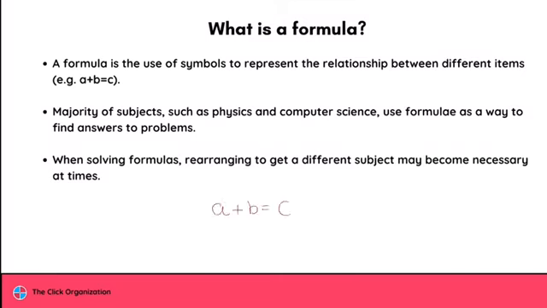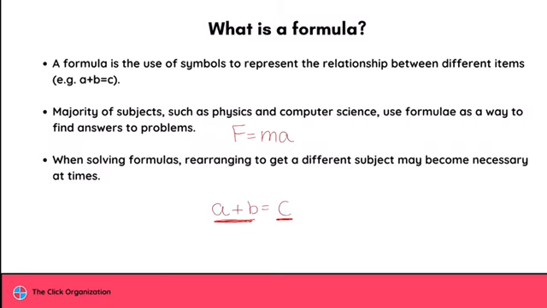So in this formula, we're taking C as the subject of the equation, with the formula being in terms of A and B. Those are the two different parts of the formula, the subject, C, and the terms here, A and B. A majority of subjects, such as physics and computer science, use formulae as a way to find answers to problems. You may be learning this formula later on if you're studying physics, but the formula F is equal to ma is a very common one.